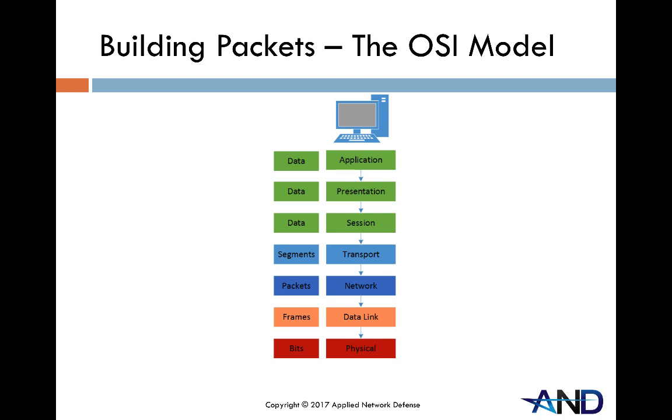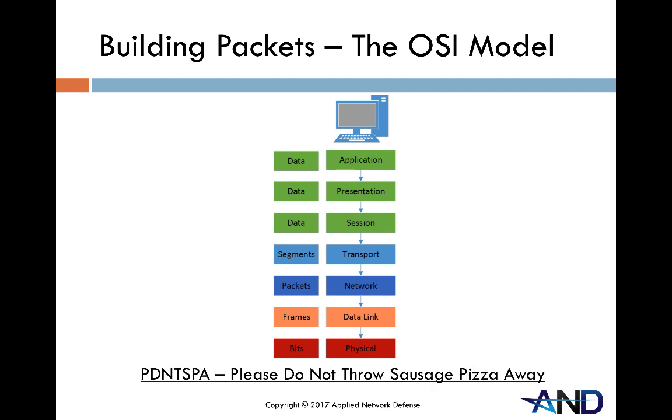I want to give you a little mnemonic device that will help you. It's one I've used for a while, and it's very simple. Please do not throw sausage pizza away. Sausage pizza is delicious, so it's not hard for me to remember. But the idea is this is giving you the order of the layers from bottom to top. So PDNTSPA is physical, data link, network, transport, session, presentation, and application. So that's what you can remember. Please do not throw sausage pizza away.